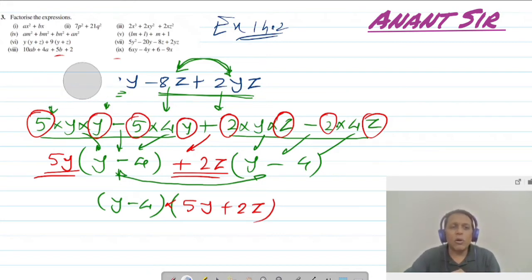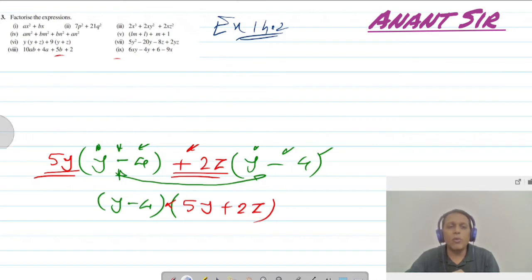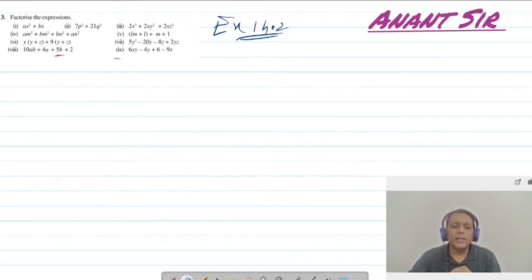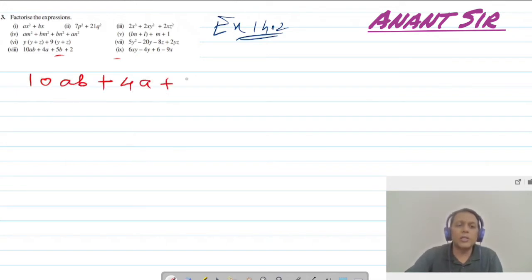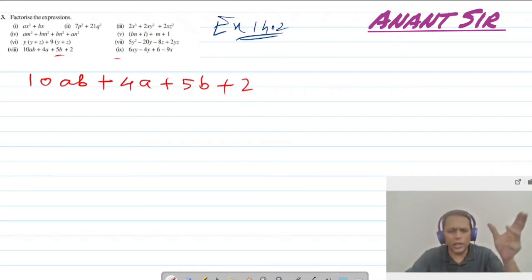Now, we move on to solve the next one. Now, we have only two questions left. Yes, so the second last, 10ab plus 4a plus 5b plus 2. So, I will start without rearranging. Let's see whether we get the answer or not.